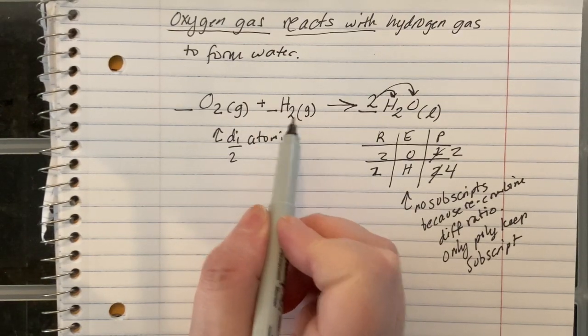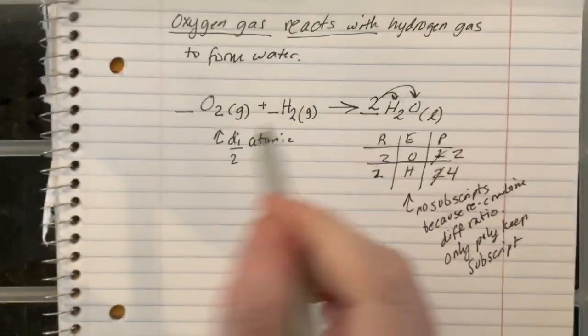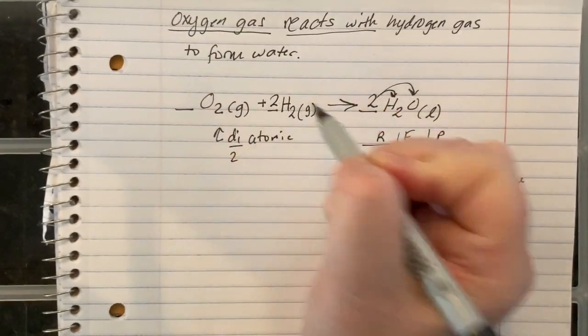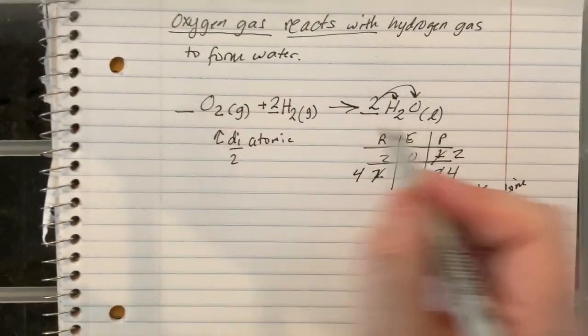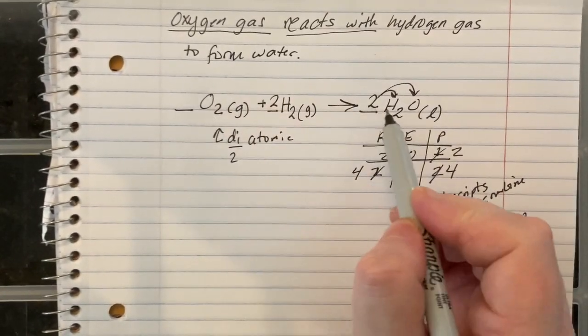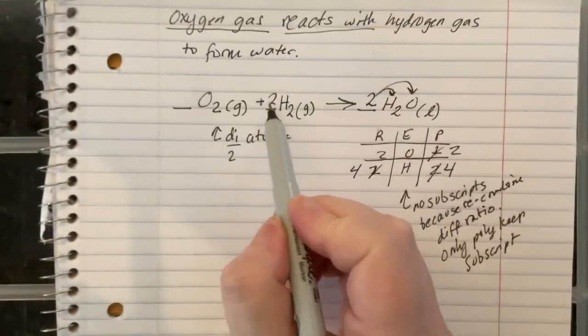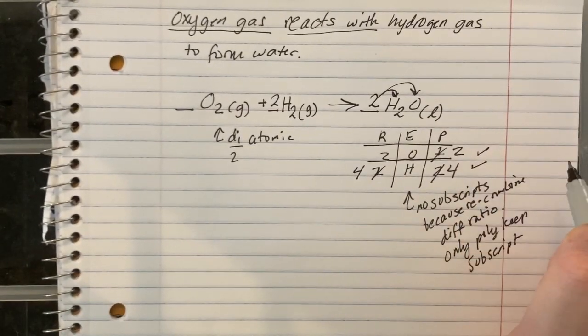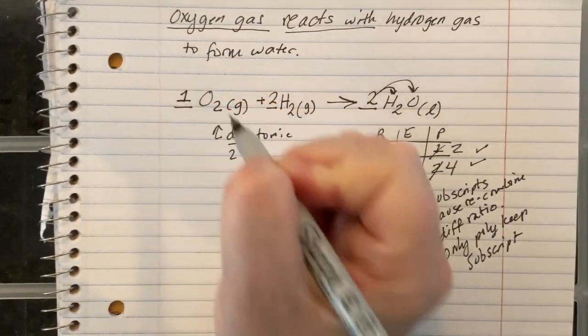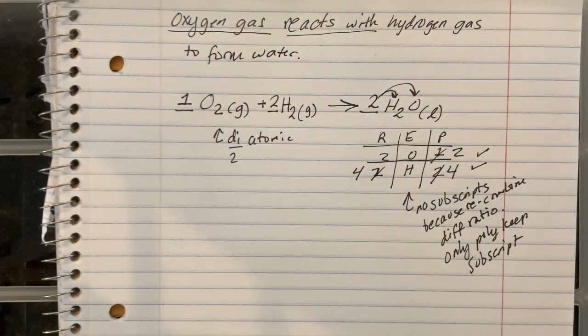Hydrogen here has 2, but he's supposed to have 4. So 2 times something is 4. 2 times 2 is 4. Now I have 2 oxygens on the left, 2 oxygens on the right, 4 hydrogens on the left, 4 hydrogens on the right. Conservation of mass is met. I'm just going to add that 1 in there to make it a pretty sentence, and we're done.